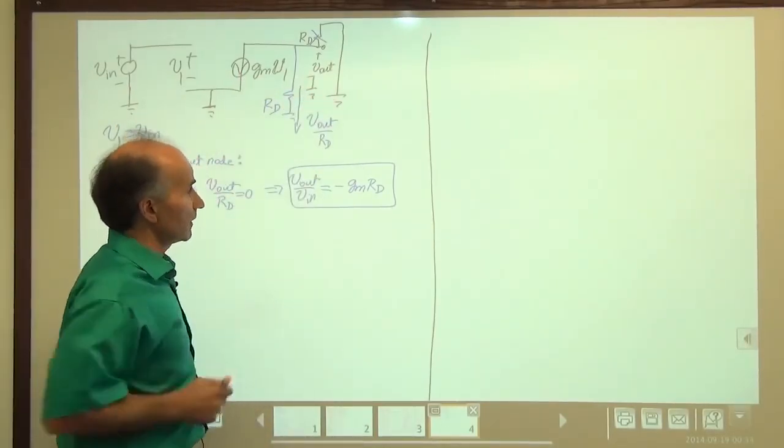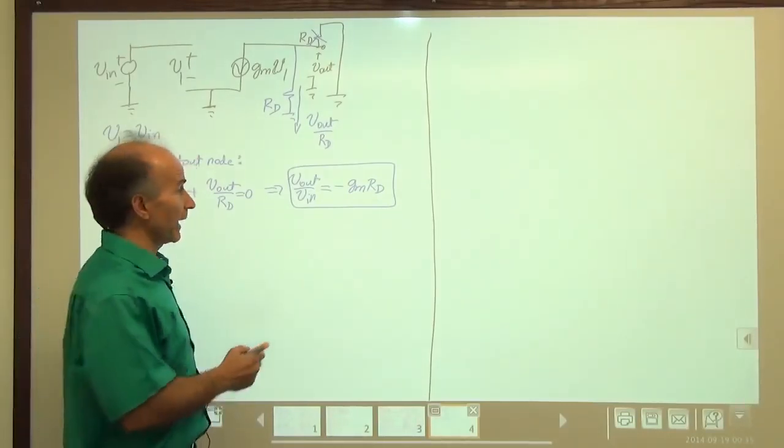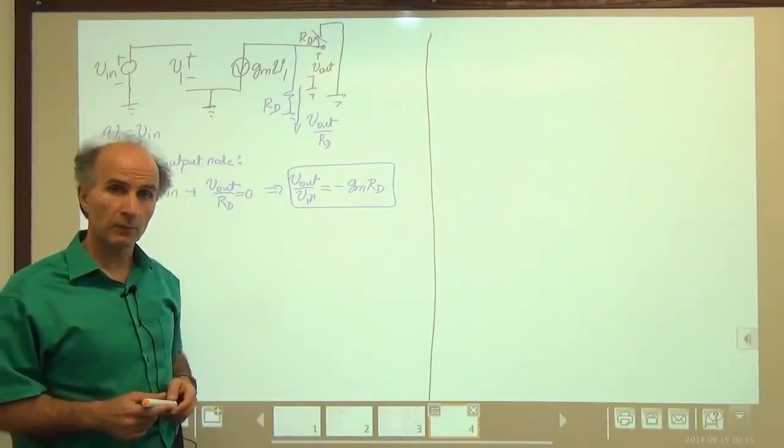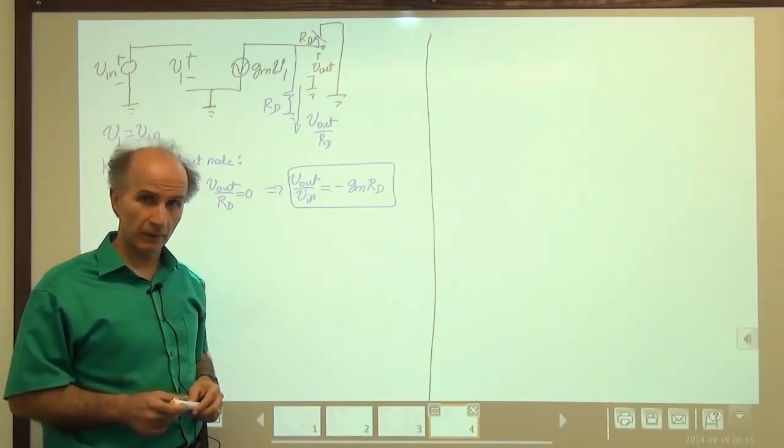All right, that is the simple expression that we have for the voltage gain. We must remember this. It's always useful, and we will play with this extensively in the future.